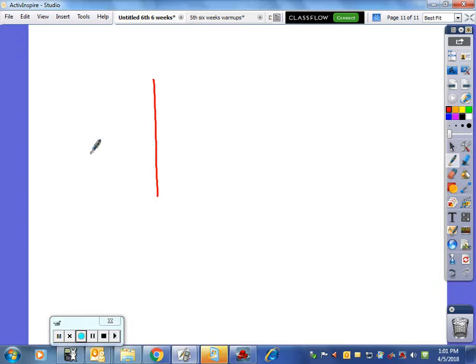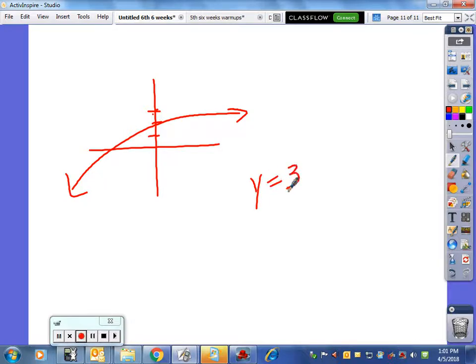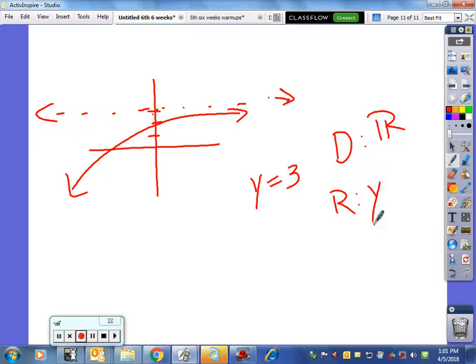Okay, let's do another one. What do you think the asymptote is here? Y equals 3 is the asymptote for this. That's this invisible line that it's approaching but will never ever cross. What's the domain of this? All real numbers. What's the range? Y is less than 3. This will never go above that 3.